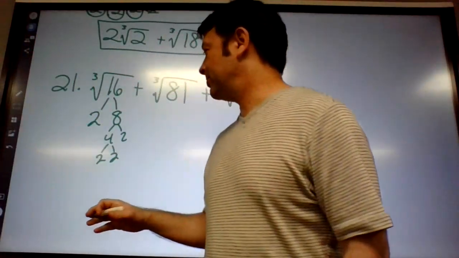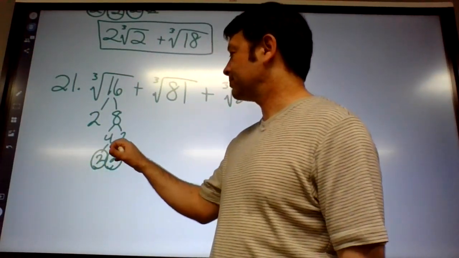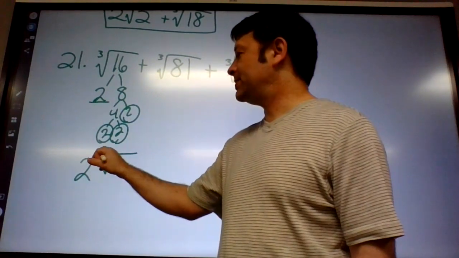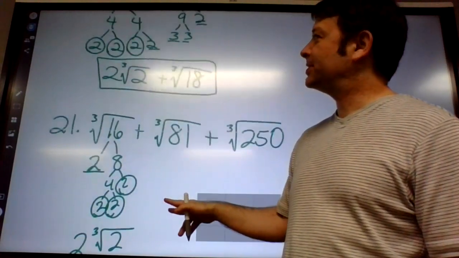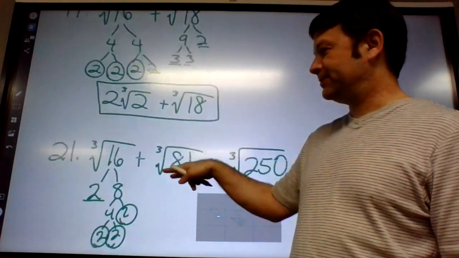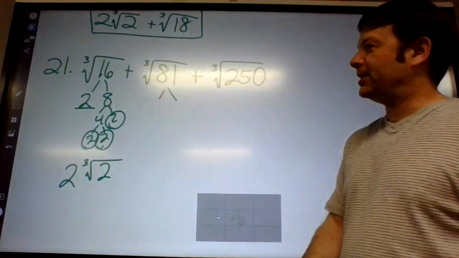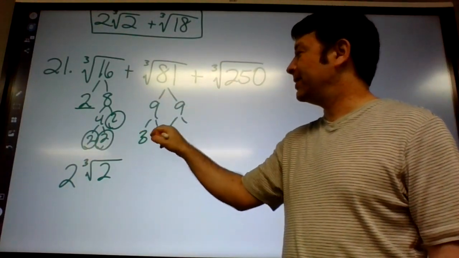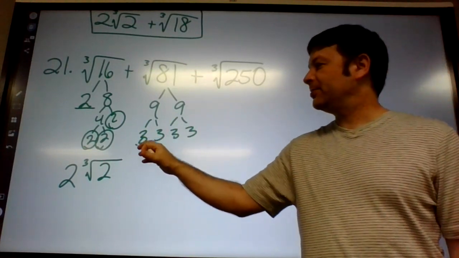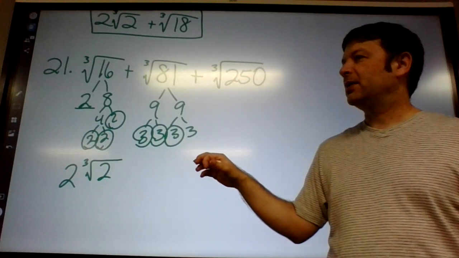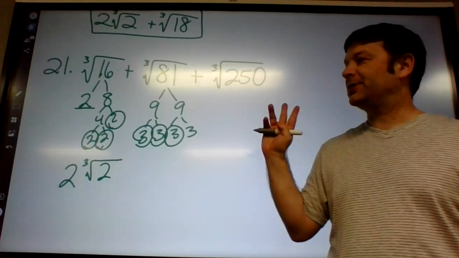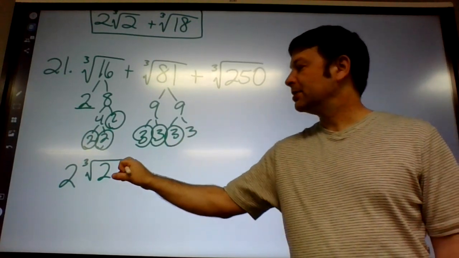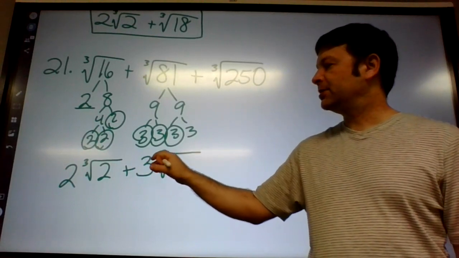Okay, so Lauren, do you know what this is gonna become? Yeah, 2 cube root of 2. We actually just did that on the last problem on Jesse's. 16 became 2 cube root of 2. That's okay, it's good practice. And then one would be 9 and 9, and 3. Lots of 3's in there. We need a triple for it to get out. So what's gonna get out? A 3. What's left behind? A 3. So it's 3 cube root of 3.